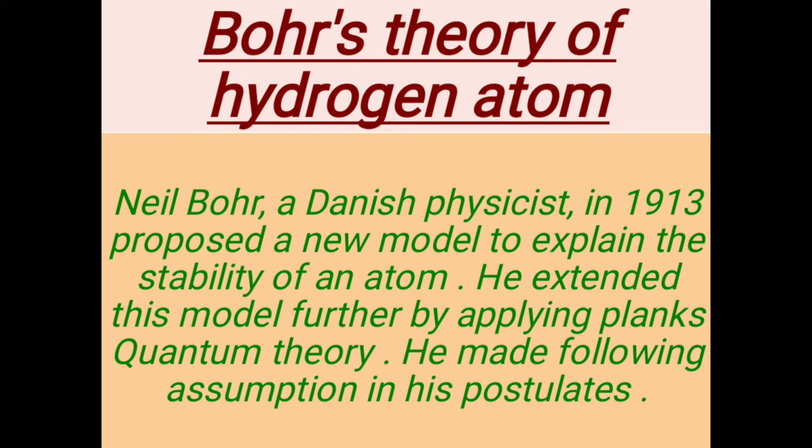Now, come to the next point, that is Bohr's theory of the hydrogen atom. Niels Bohr, a Danish physicist, in 1930 proposed a new model to explain the stability of an atom. He extended this model further by applying Planck's quantum theory. He made the following assumptions in his postulates.